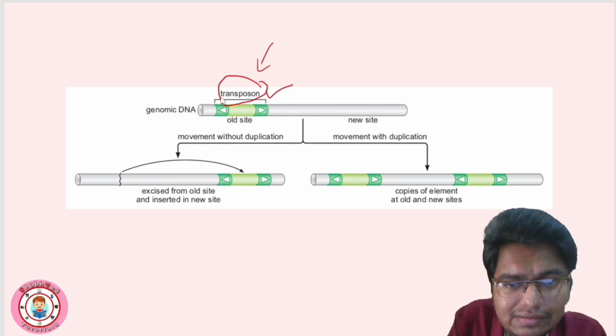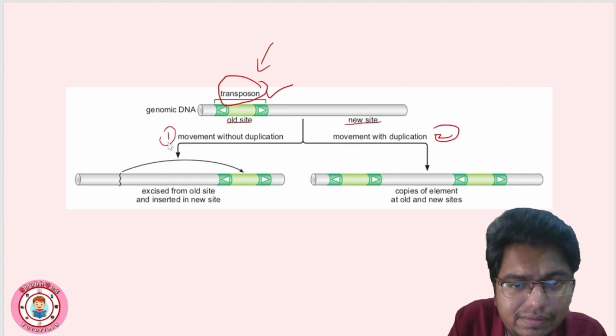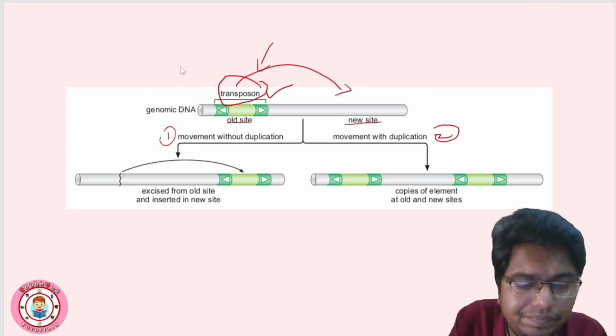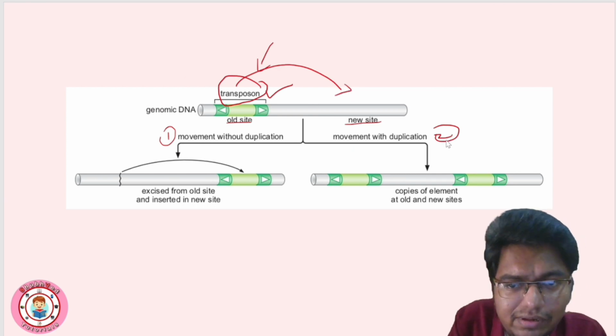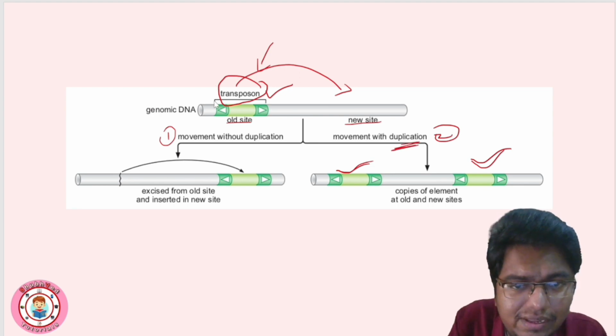Now what happens? This is a new site and this is the old site. Now in here, there are two types: first of all, movement without duplication and movement with duplication. In the first type, just the position is changed. Just this will go to this side. And in the second type, it sits in the old site as well as in the new site because of duplication. We know what is duplication.